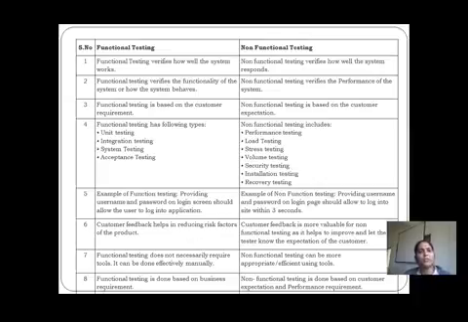Now the fourth difference between the functional and non-functional testing is that the functional testing has the following types: unit testing, integration testing, system testing and acceptance testing. From these we have already learned unit testing, integration testing and system testing. Only the part which remains is the acceptance testing. So what is unit testing? Unit testing is nothing but testing the small pieces of code.